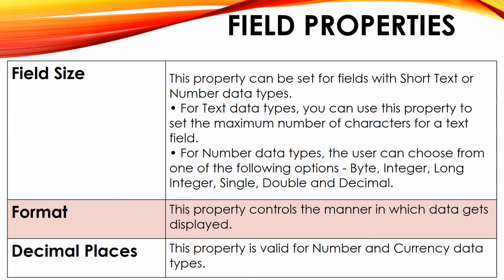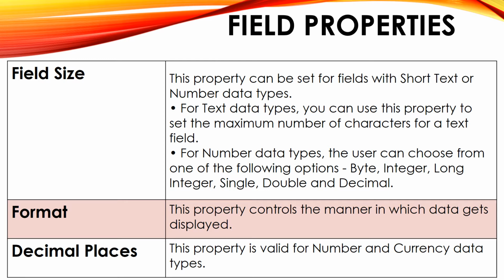First, for text data types, you can use this property to set the maximum number of characters for a text field. For example, if the value of this property is 20, then the user cannot enter more than 20 characters in the field. The default value for field size property is 50 for the text data type. Second, for number data types, the user can choose from one of the following options: byte, integer, long integer, single, double, and decimal. These options determine the range of values and size of the field.